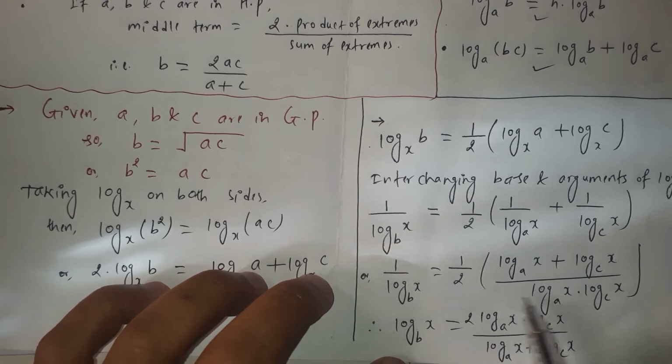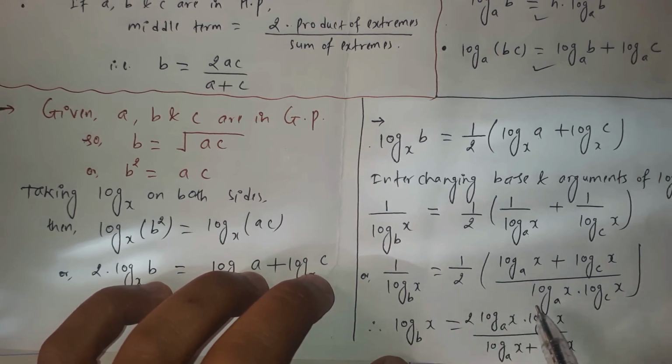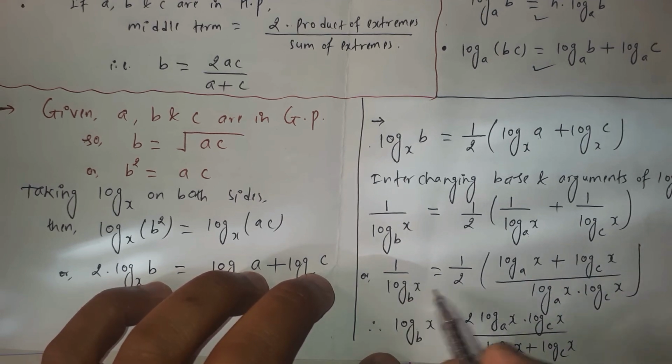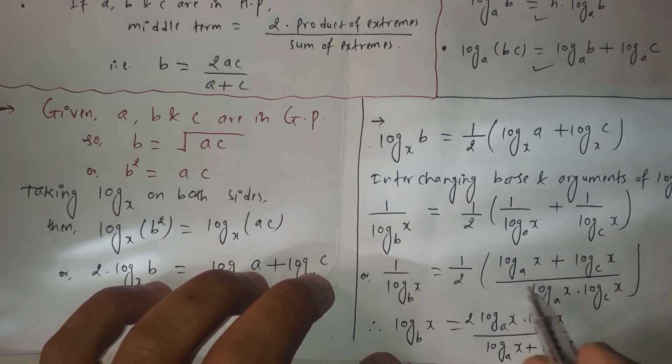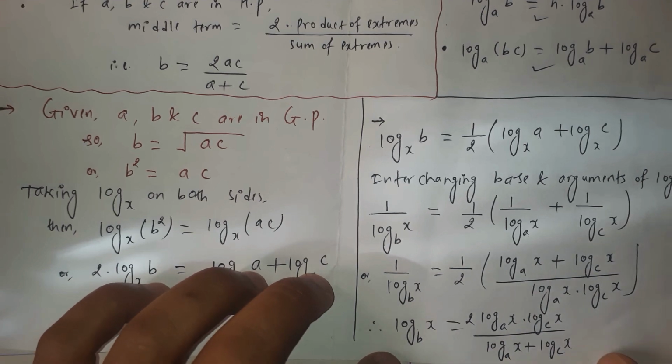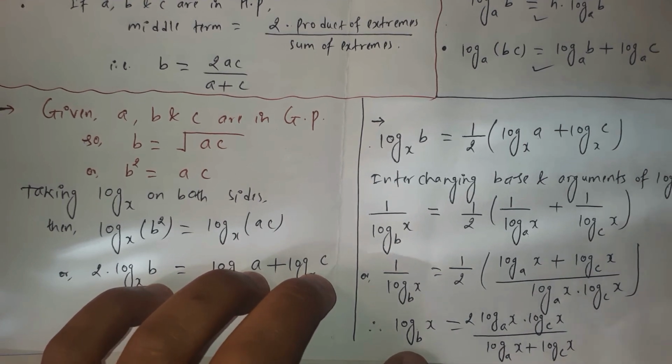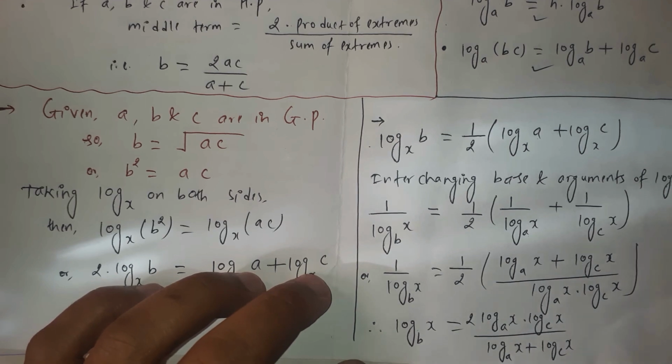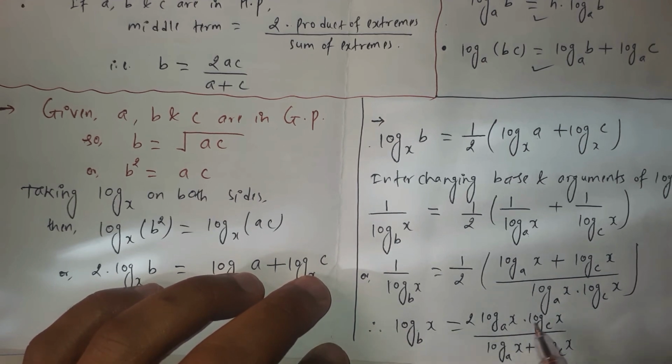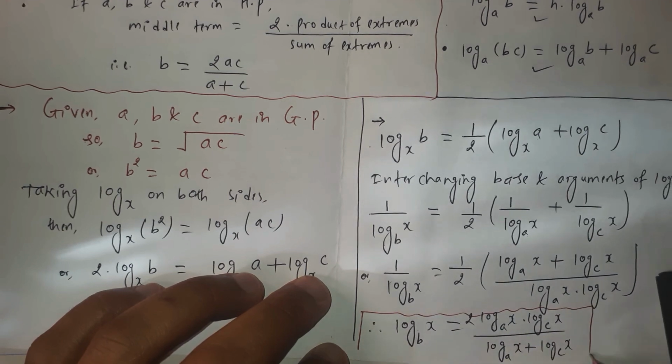Here just interchange the numerator and the denominator of the left hand side and the right hand side. This will go to the right hand side, and these parts will be shifted to the left hand side. Here we just calculate the value of the log with base b of x.